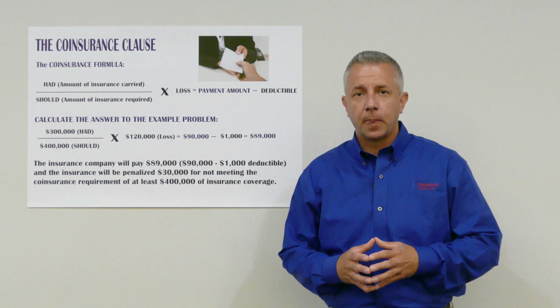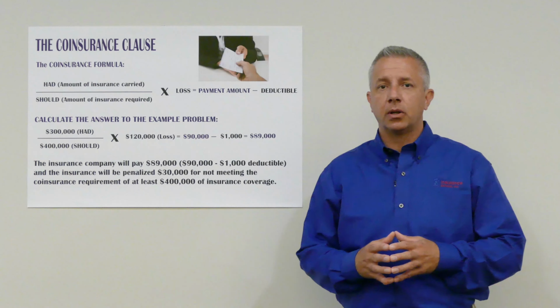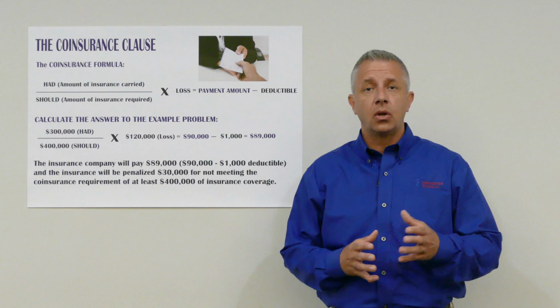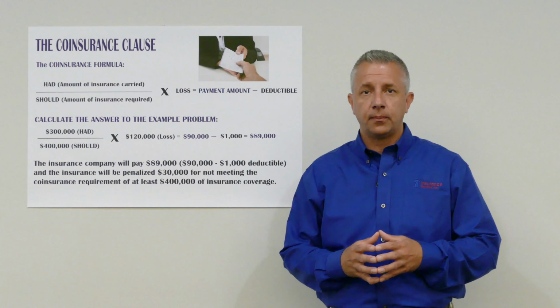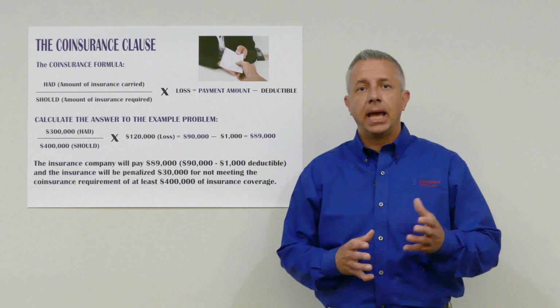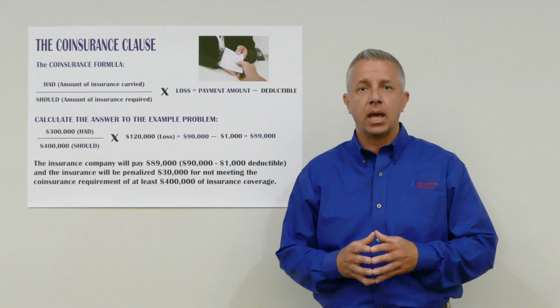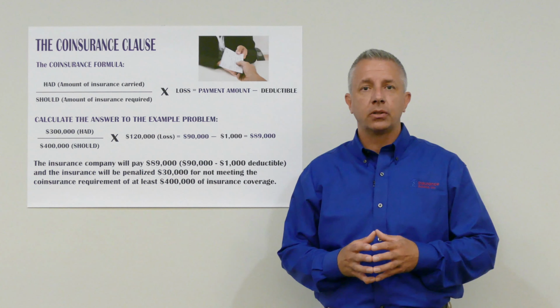For example, a building with a full replacement cost of $500,000 is insured for $300,000 with a $1,000 deductible. The policy has an 80% coinsurance requirement and a fire occurs, causing $120,000 in damages. How much of the loss will the policy pay after applying the deductible?